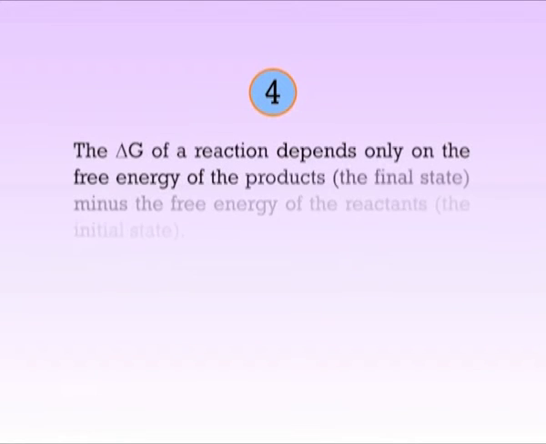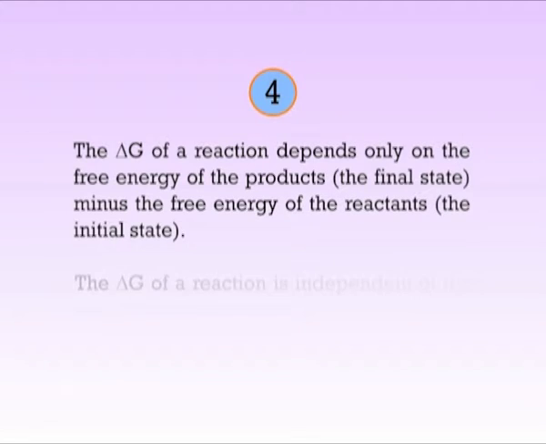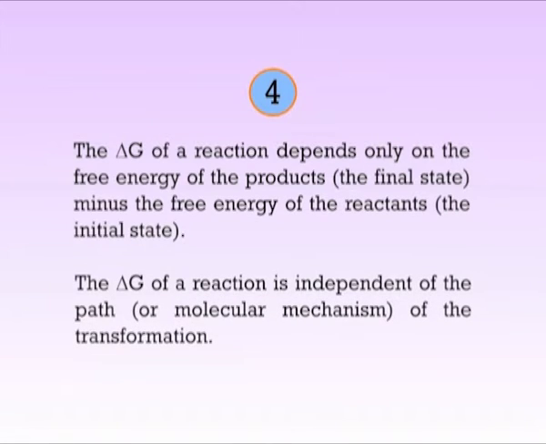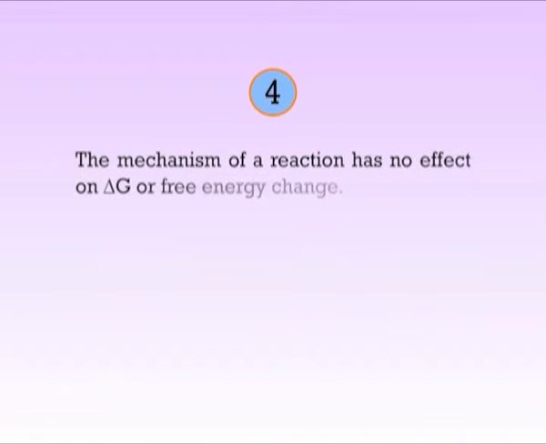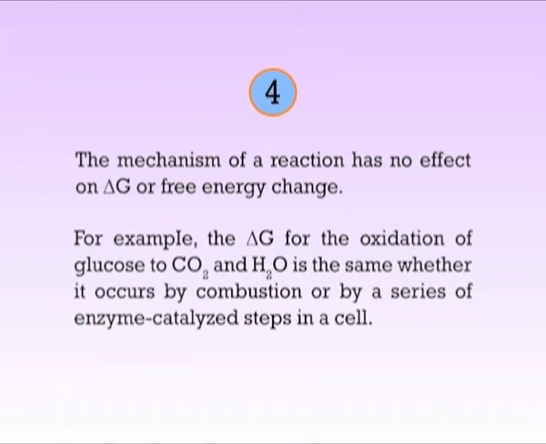And number four, the delta G of a reaction depends only on the free energy of the product, that is the final state, minus the free energy of the reactants, which is the initial state. The delta G of a reaction is independent of the path or molecular mechanism of the transformation. The mechanism of a reaction has no effect on delta G or free energy change. For example, the delta G for the oxidation of glucose to carbon dioxide and water is the same, whether it occurs by combustion or by a series of enzyme catalyzed steps in a cell.